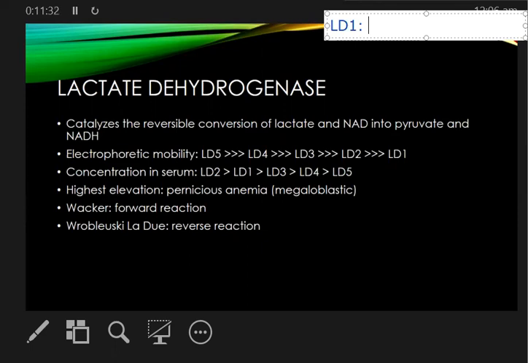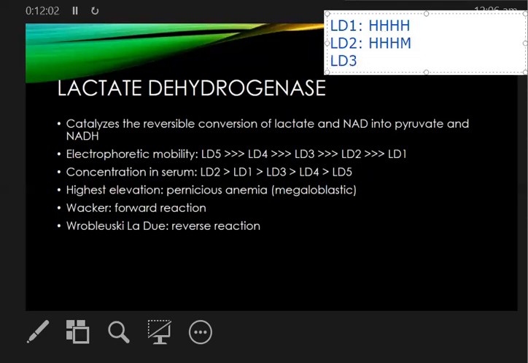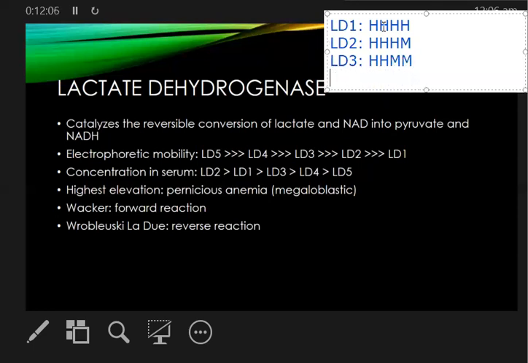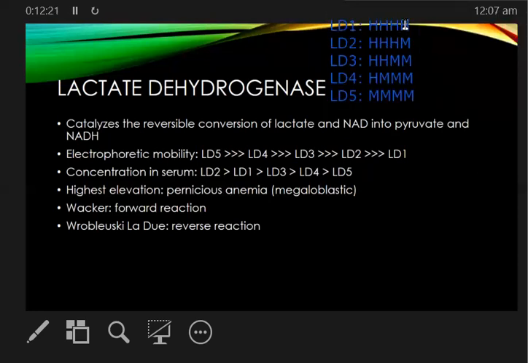Of course. So if we look at the LD1 isoenzyme, lactate dehydrogenase isoenzymes are tetrameric. They're composed of 4 subunits. LD1 is composed of 4 H subunits. Thus, LD1 is considered to be the most cardiac specific. Another, we have LD2, triple H, M. Then we have LD3, double H, double M. Then LD4, 1H and triple M. And lastly, LD5, which is composed of 4 M subunits. So the most cardiac specific is, of course, your LD1.